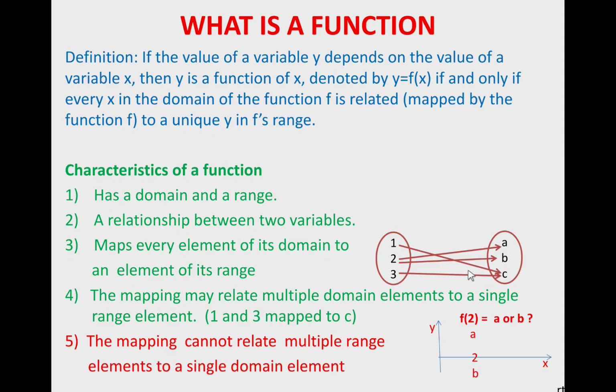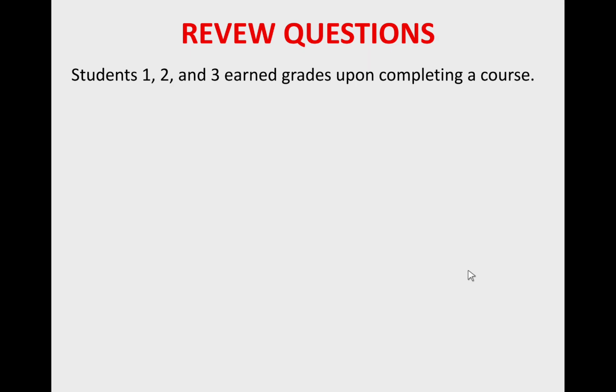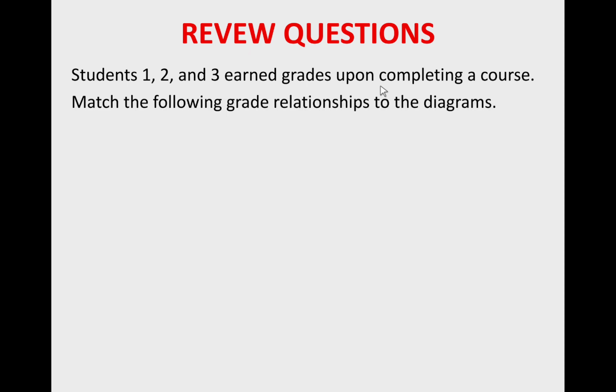Let's go ahead and take a look at a review question. For the review question, we assume that we have 3 students, student 1, 2, and 3. And the students earn a grade upon completing all the requirements for a course. So let's take a look at the question here. What we have to do here is to match the following grade relationships to the diagrams. And obviously we also have to justify our answers in each case.